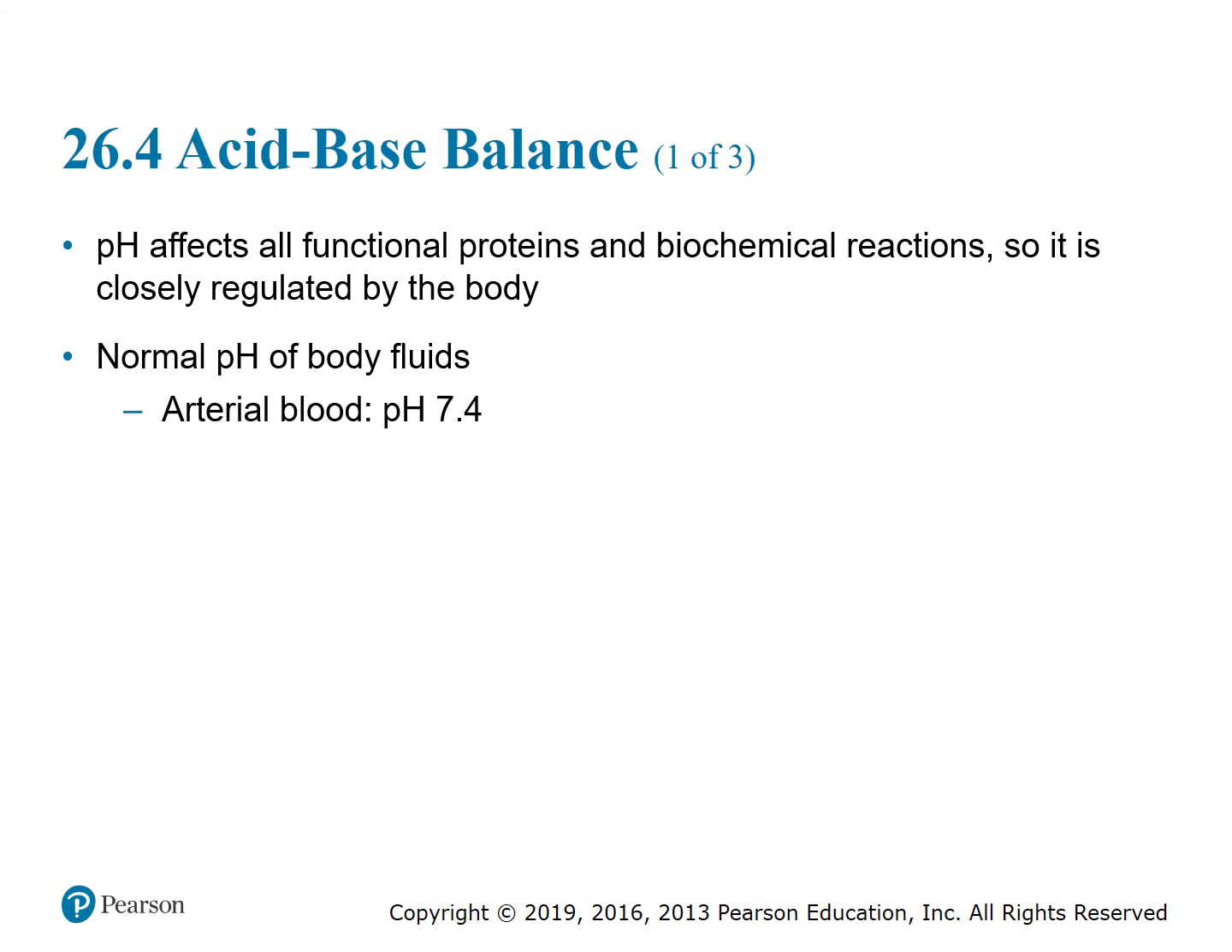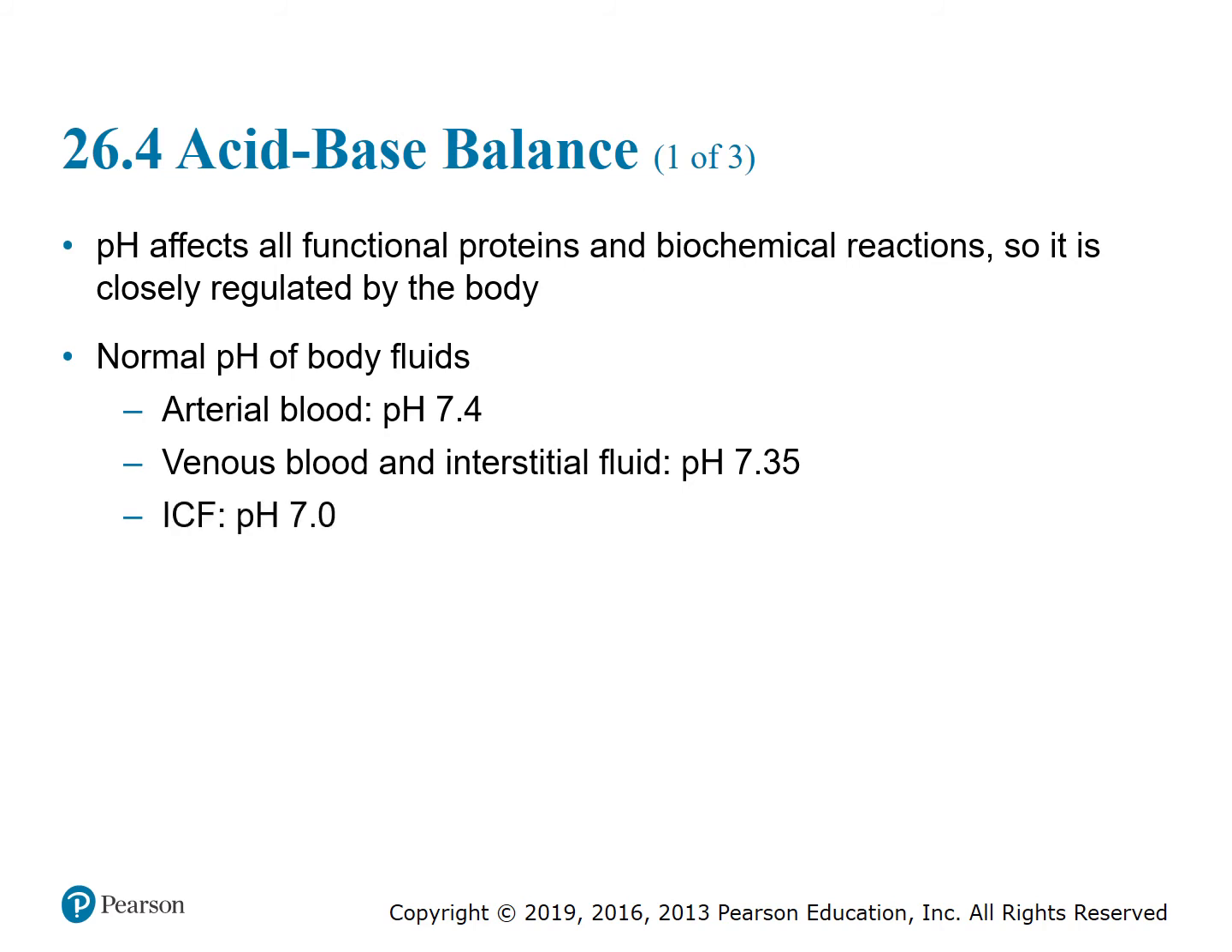The normal pH of body fluids for arterial blood is about 7.4. For venous blood and interstitial fluid, the pH is about 7.35, and we talked about why when we talked about the circulatory or the respiratory system, in that a higher proportion of CO2 and therefore carbonic acid results in a lower venous blood pH. In intracellular fluid, the normal pH is about 7.